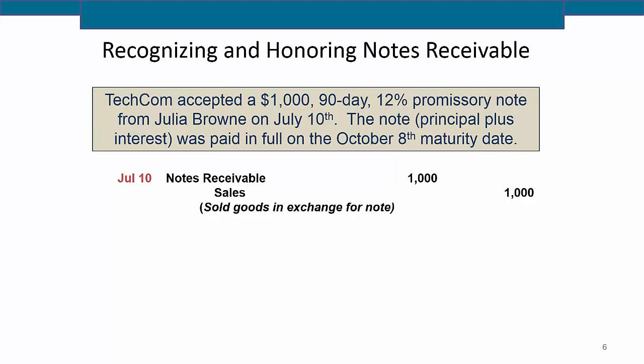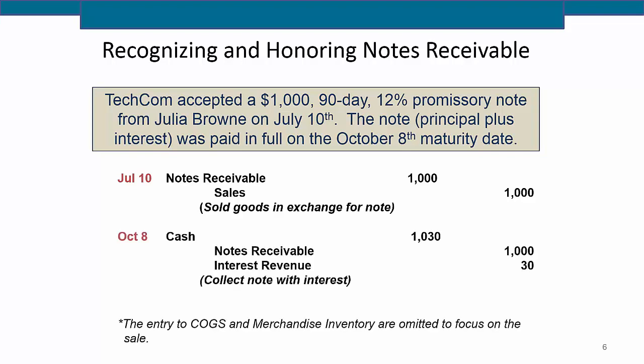To illustrate the recording of the receipt of a note, we use the $1,000 90-day 12% promissory note we discussed in the prior example. TechCom received this note at the time of a product sale to Julia Brown and recorded a debit to notes receivable and a credit to sales. The principal and interest of a note are due on its maturity date, in this case October 8th.